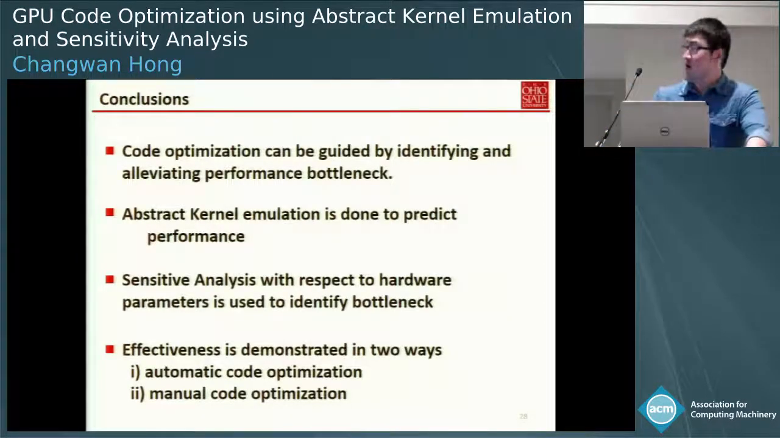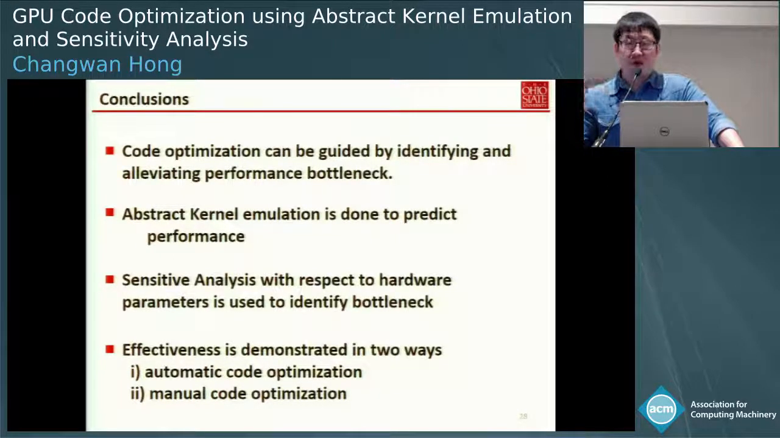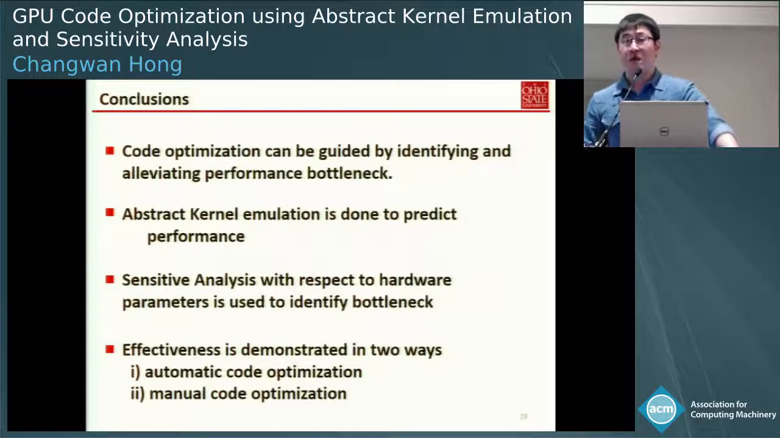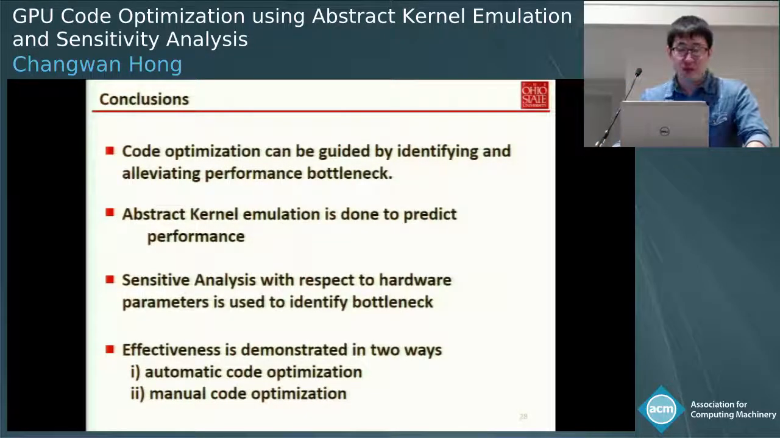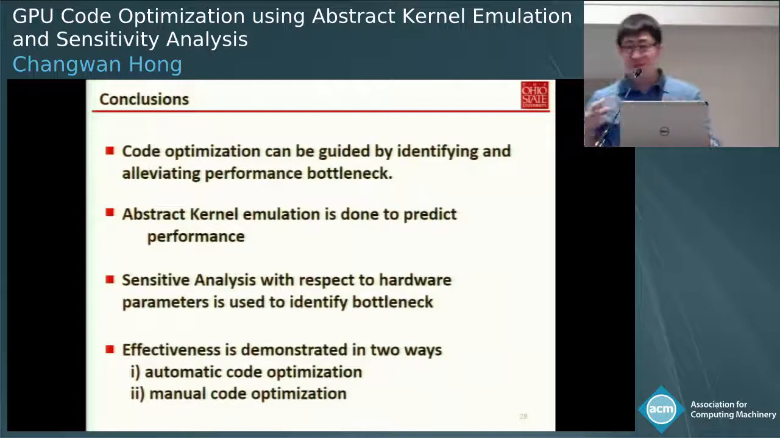Let me summarize our work. Code optimization and transformation can be guided by identifying bottlenecks and relieving bottlenecks. So we developed Sake, which is a tool for identifying performance bottlenecks. Sake can be utilized in two ways. The first one is automatic code optimization, where we will show that incorporating our model-driven search with an autotuner can enhance performance.